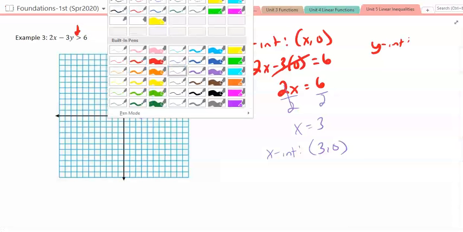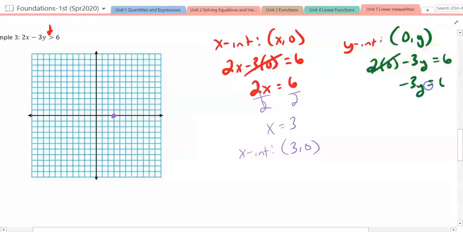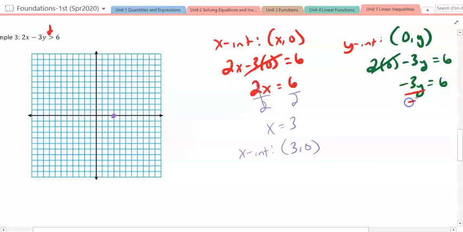Now, for the y, we're going to do the same thing, except remember that the y-intercept will be in the form 0, comma y. And so I'm going to plug in 0 for the x and solve for y. So 2 times 0 minus 3y equals 6. That becomes 0. So I get negative 3y is equal to 6. And dividing both sides by the negative 3, I get that y is equal to negative 2, meaning that my y-intercept is 0, negative 2.